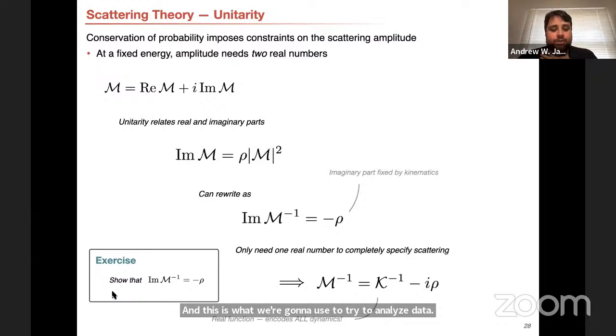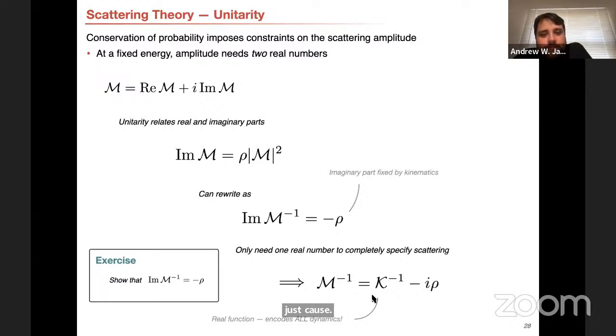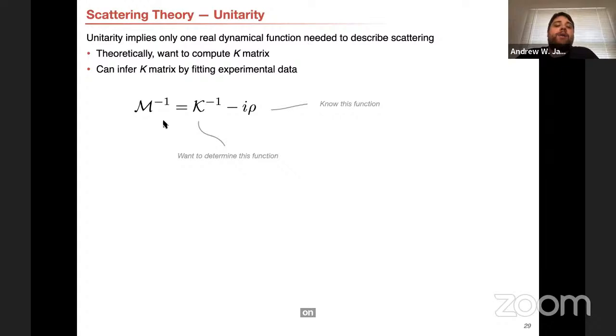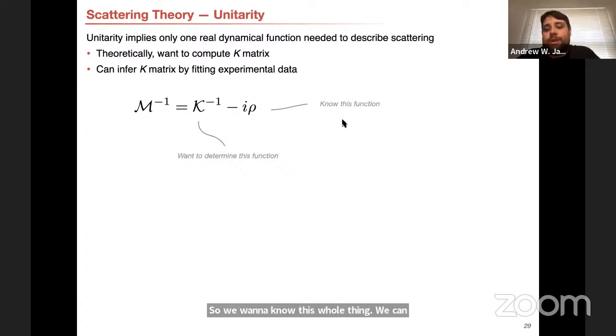As an exercise, show that the imaginary part of the inverse amplitude is equal to minus rho. From here, you should be able to quickly deduce this, just because the imaginary part is this. So here's a factor of i, and then this must be a real function. All right. So we want to know this whole thing. We can split this thing up into a piece that we know. This is a known function. We know what Q star is at a given energy, and that's what feeds into this phase space factor here. And we want to determine this function. That's our goal now that we're analyzing this neutron proton scattering data.